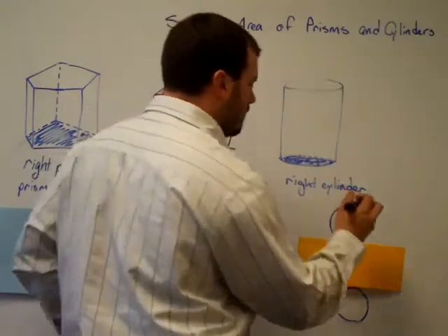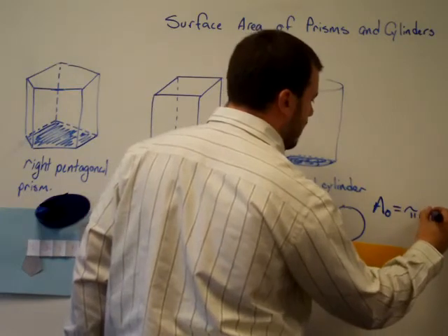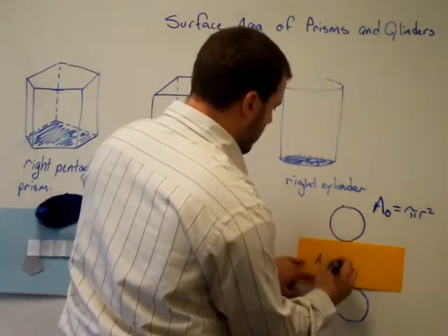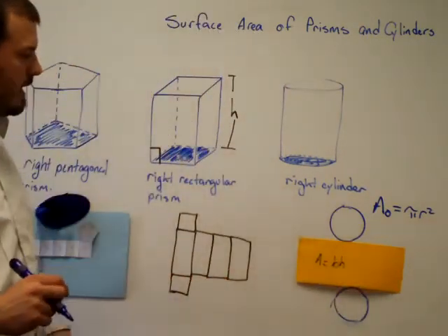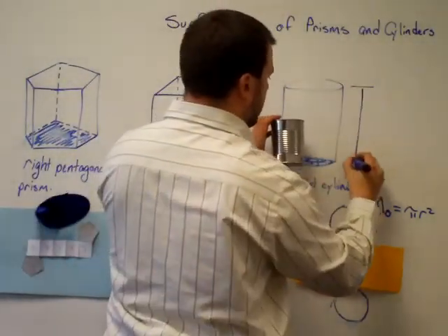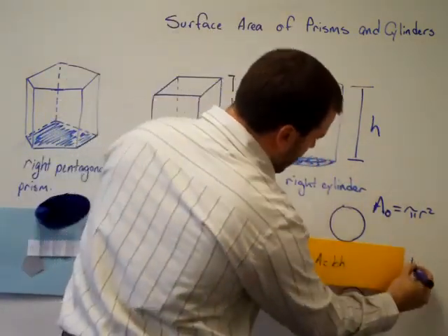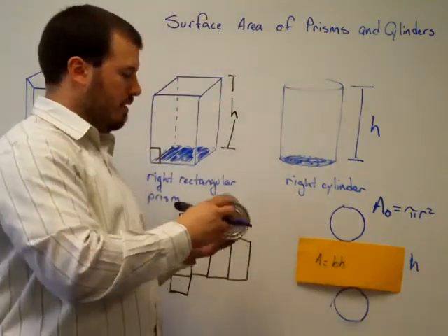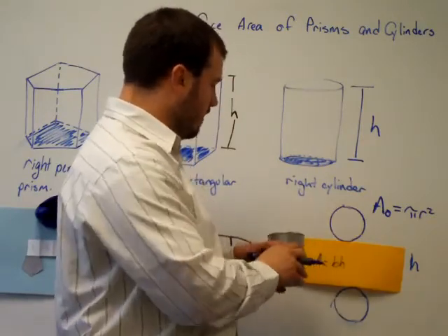Now the area of any circle is found by doing pi r squared, and the area of any rectangle is done by doing the base times the height. Well, the height of the cylinder is the same as the height of the rectangle. The length of this, or the base of the rectangle, is really the same.